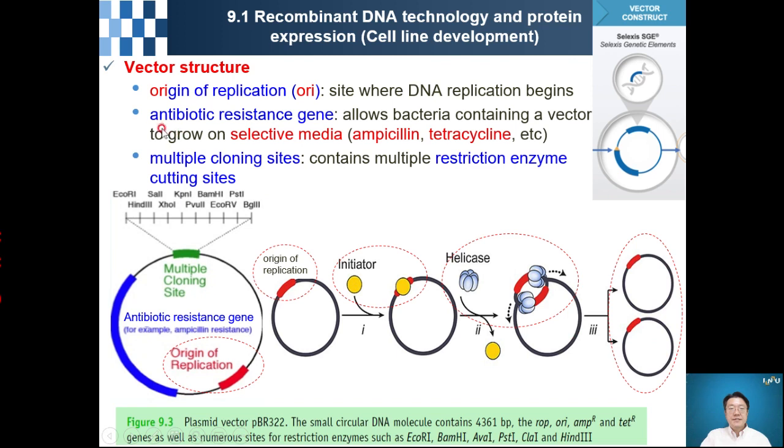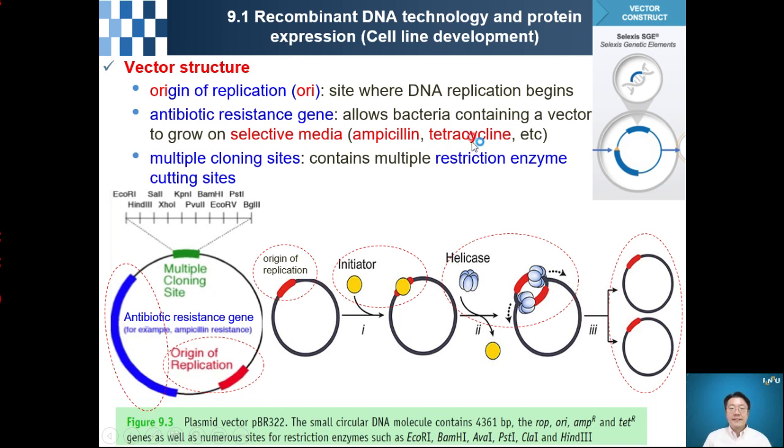Okay. The second one is the antibiotic resistance gene, like this. This antibiotic resistance gene allows bacteria containing a vector to grow on a selective media. For example, if they have the ampicillin resistance gene, it means that the bacteria containing a vector can grow on a media containing ampicillin. If they have, for example, the tetracycline resistance gene in the vector, it means that the bacteria containing a vector can grow on a selective media containing tetracycline.